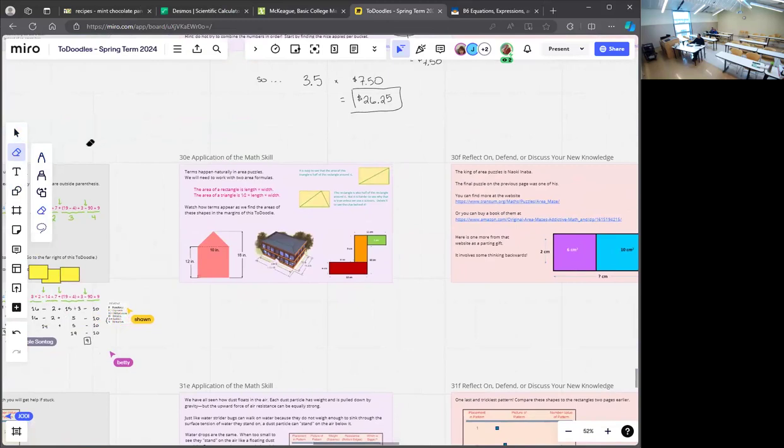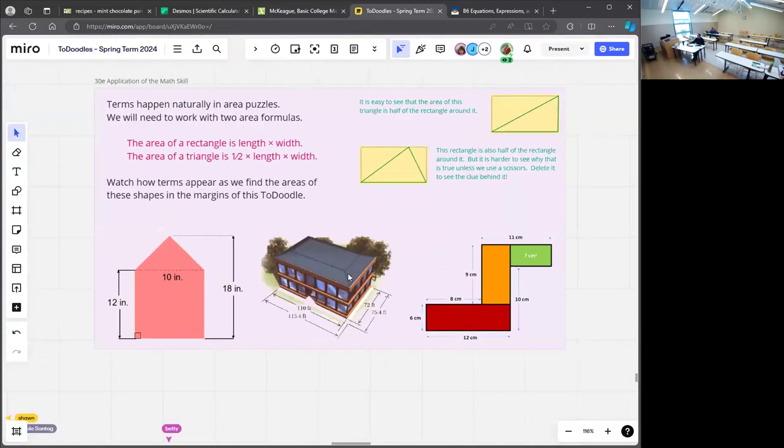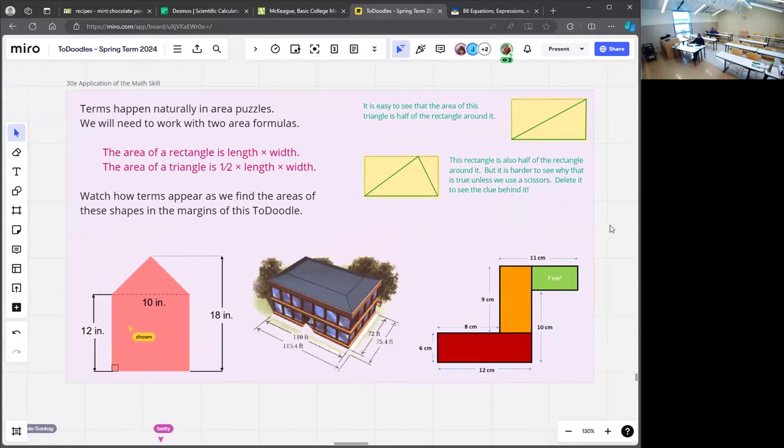Okay, now let's talk about why we care about this. So other than the GED, where they give you a long expression and say simplify it using terms, does this actually help you at all in real life? And the answer is yes, they appear all the time in area puzzles. So for now, we're just going to look at 2 different area formulas. The area of a rectangle is length times width. We've talked about that a little bit before.